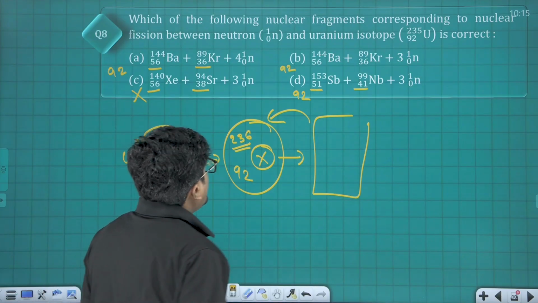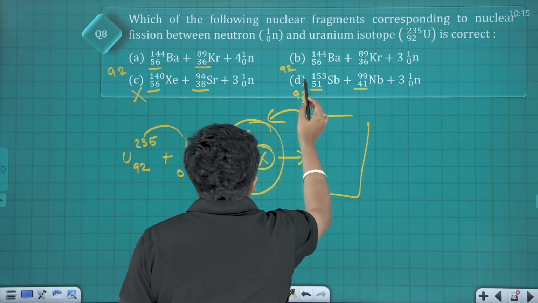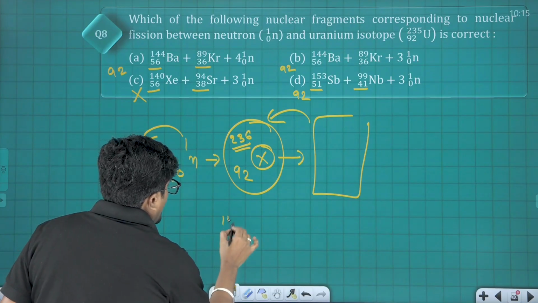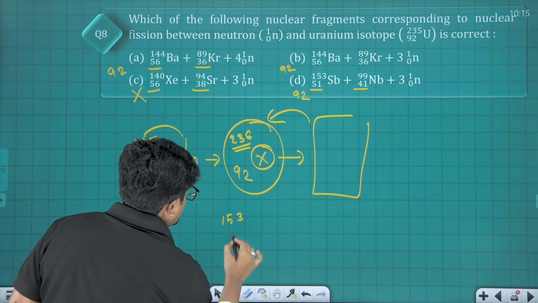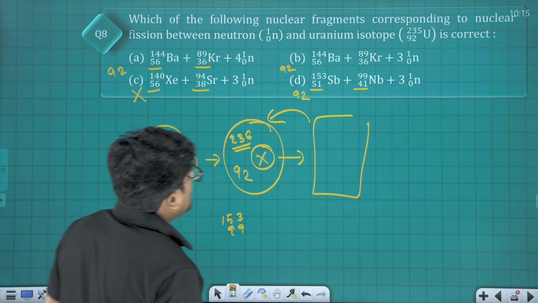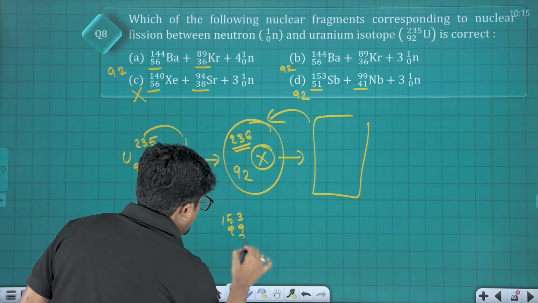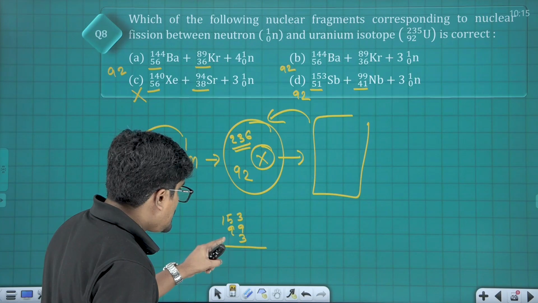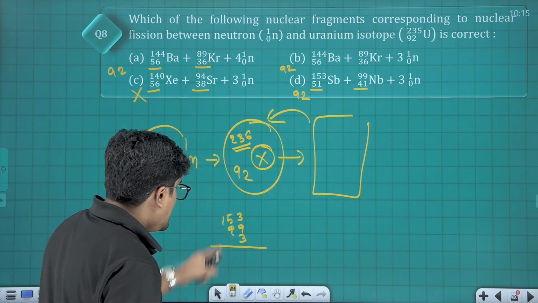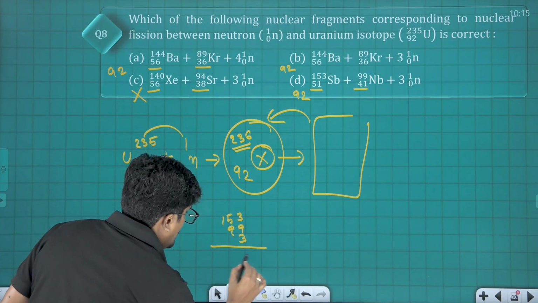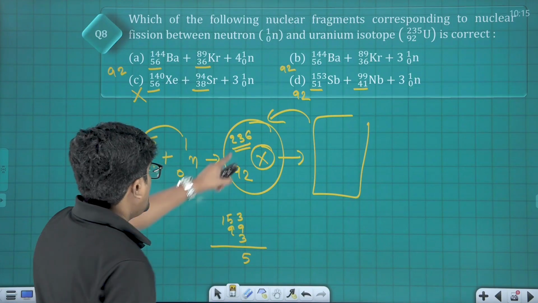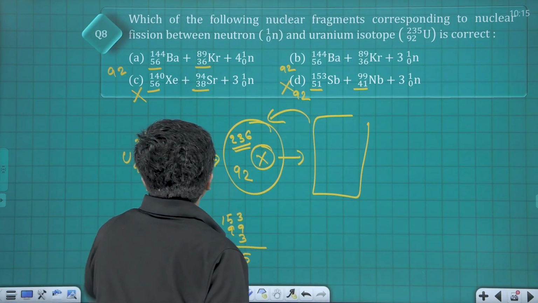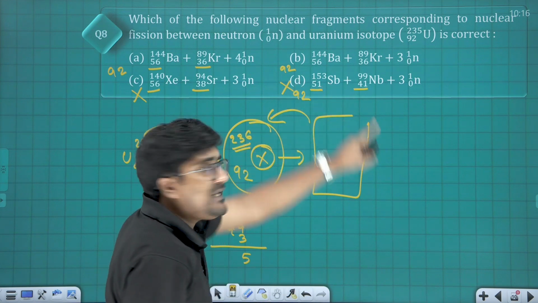If I consider mass number, let me start with option D. For option D, it is going to be 153 plus 99 plus 3. Here this is going to be 9 plus 3, 12, 12 plus 3, it is 15. So ending with 15, and we want it as 236, so that can't be an option. Now let me go to option B.